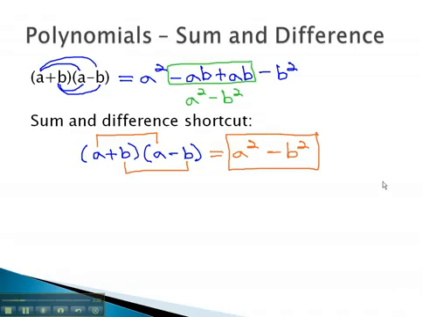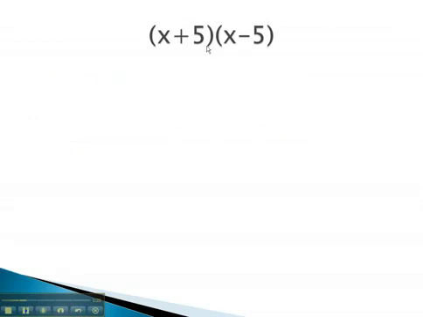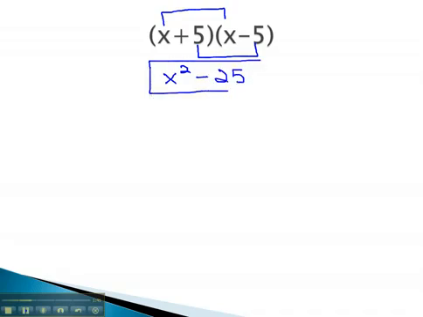Let's take a look at some examples where we can see this worked out. In this problem, notice the factors are identical, except one is a sum and one is a difference. Here we can just multiply the first two together, x times x, to get x squared, and the last two together, 5 times negative 5 is negative 25, and we have our product.